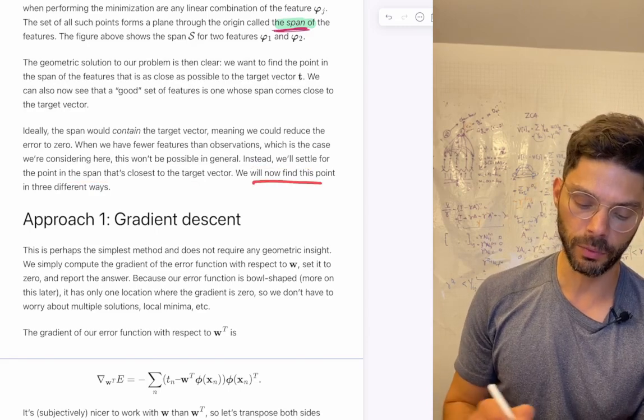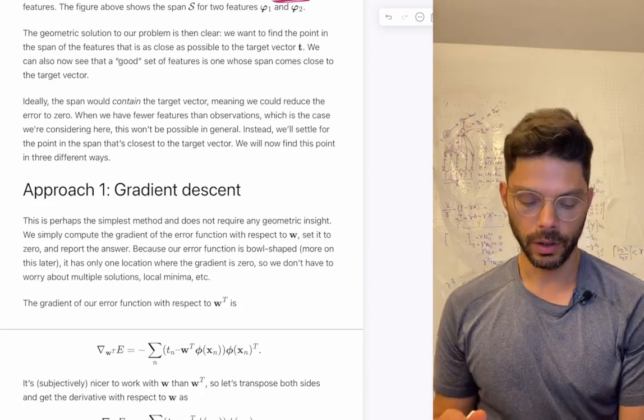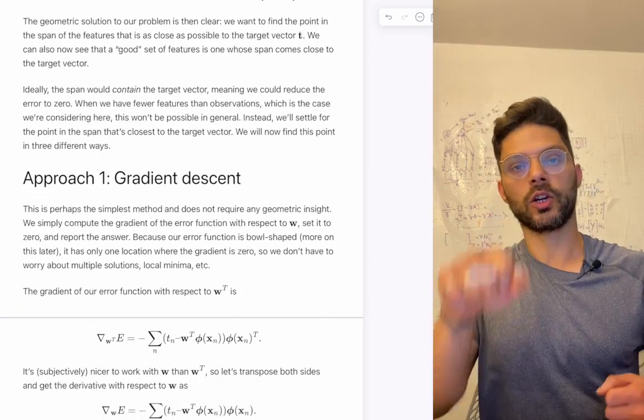We'll now find this point in 3 different ways, so let's get to it. The very first one is kind of a turning the crank approach.